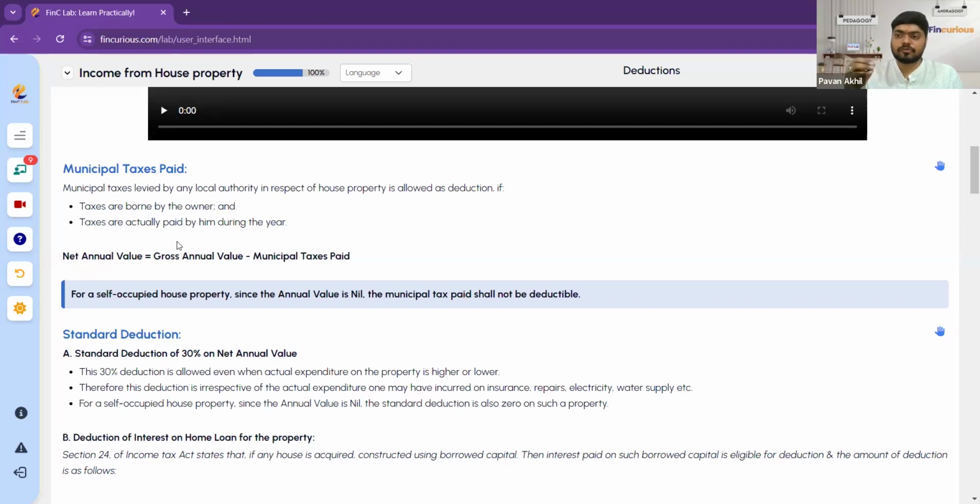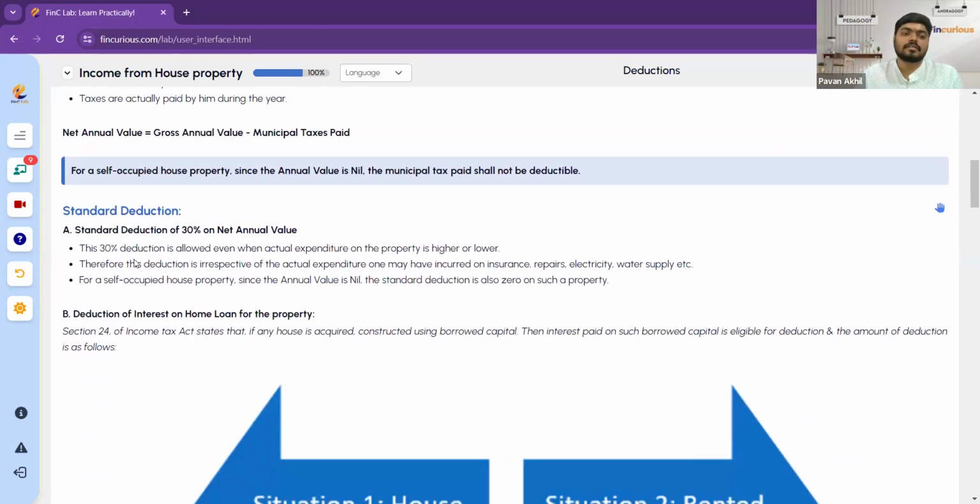Which means even for a self-occupied property, if you are trying to claim the deduction, it is not possible because the gross annual value is only nil. If your income is zero, why do you want to claim the taxes amount? That is how it is. Then we come to the standard deduction. As I told you earlier, 30% of NAV, very simple. Whatever net annual value comes, straight away 30% is deducted, and on the remaining 70% you need to pay taxes.